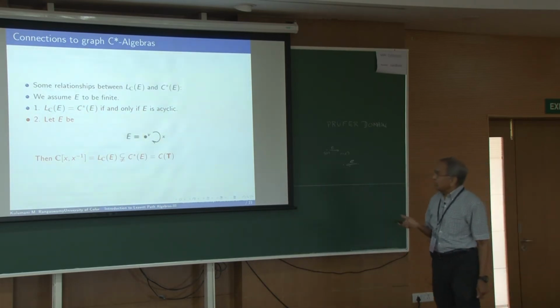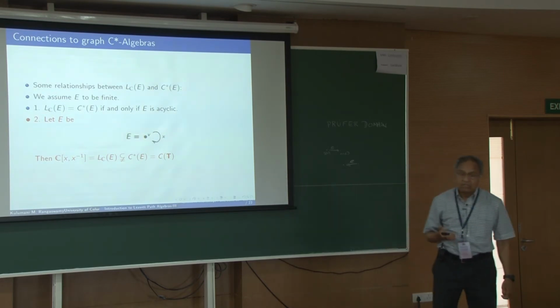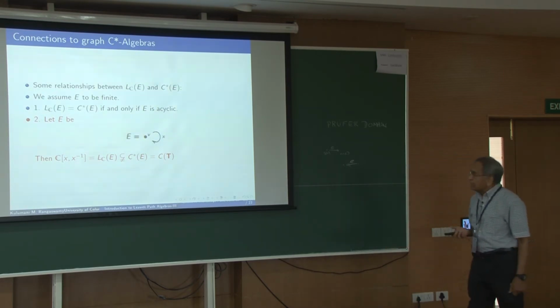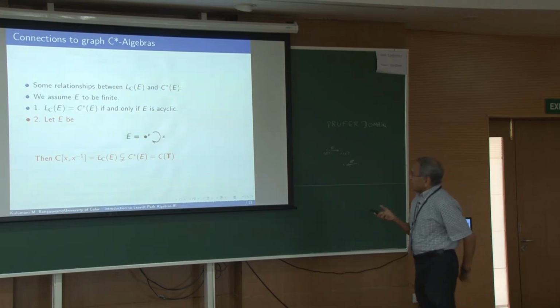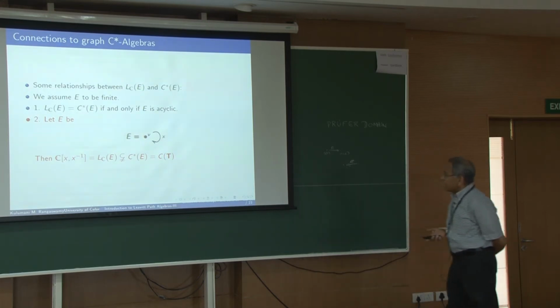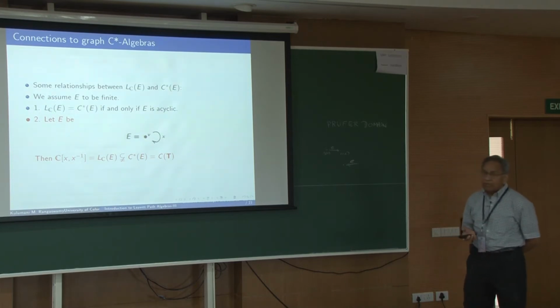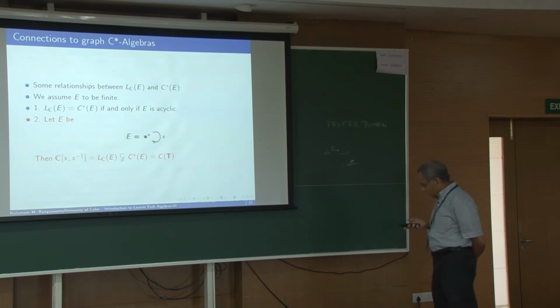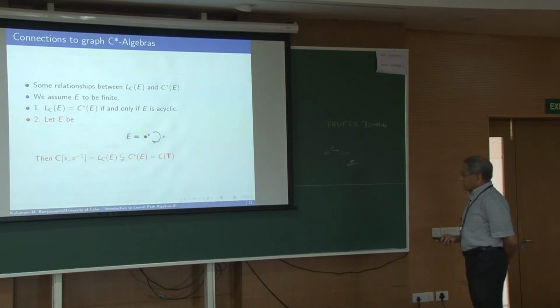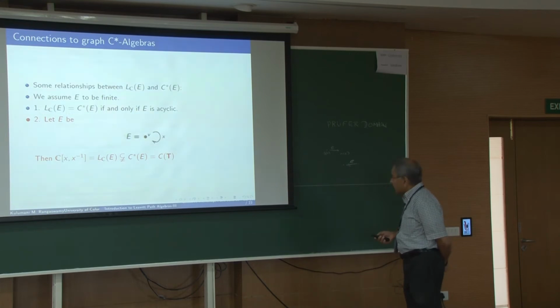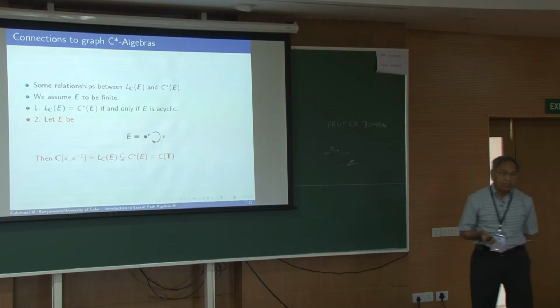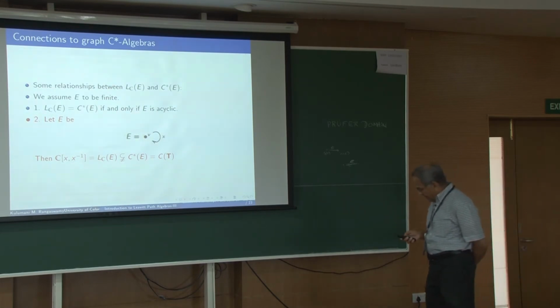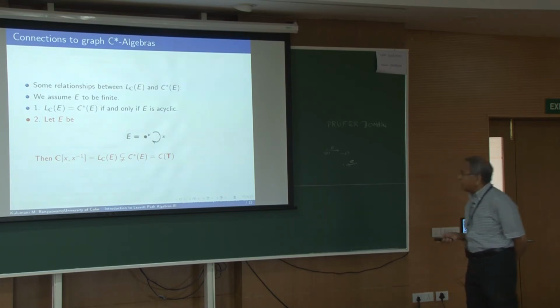And for instance, again, look at our favorite graph of one vertex and one loop. We know the Leavitt path algebra with complex numbers is a complex Laurent polynomial ring, and that is inside the corresponding C-star algebra, which in this case turns out to be continuous functions on the unit circle. And obviously, these two are not equal.